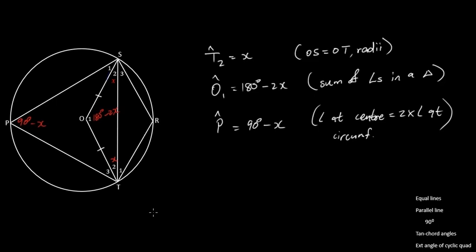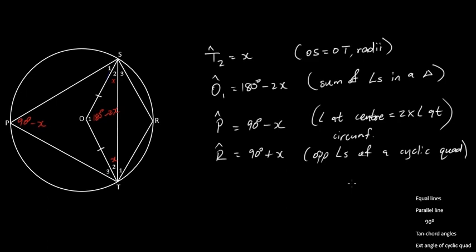And then we have a new starting point, that is angle P. What's the relationship between angle P and the angle we're looking for? We're looking for angle R. So from angle P to angle R, those are opposite angles of a cyclic quad. So angle R is going to be 180 minus 90 minus x, that is 90 plus x. Opposite angles of a cyclic quad.